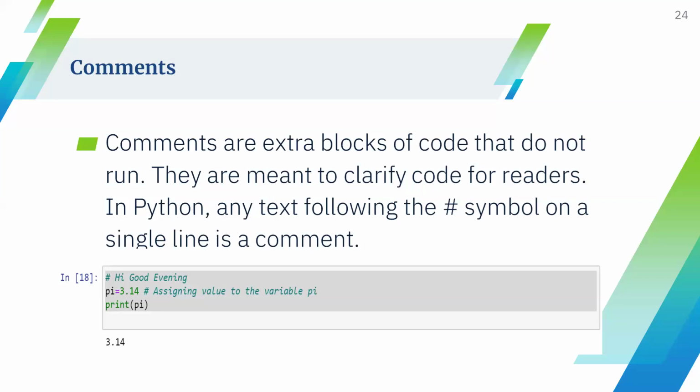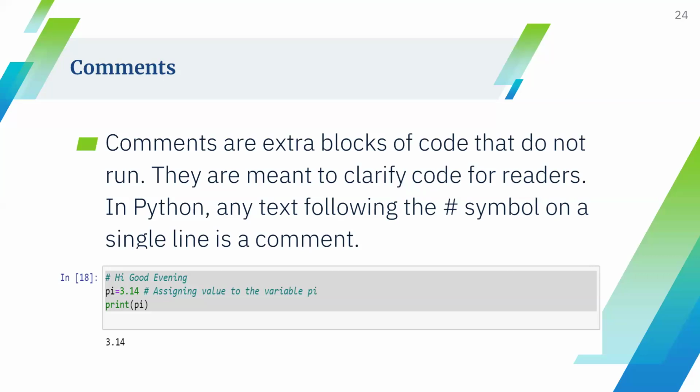We use a comment to explain what a particular line of code is all about, what it would do. So we give some explanation in the form of a comment. We should know what a comment is. Comments are extra blocks of code that do not run. They are skipped, and they are meant to clarify the code for the reader.